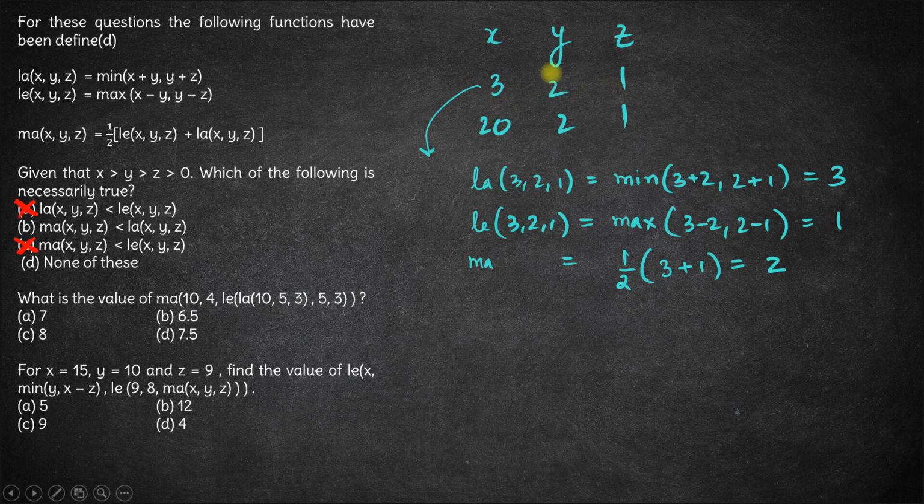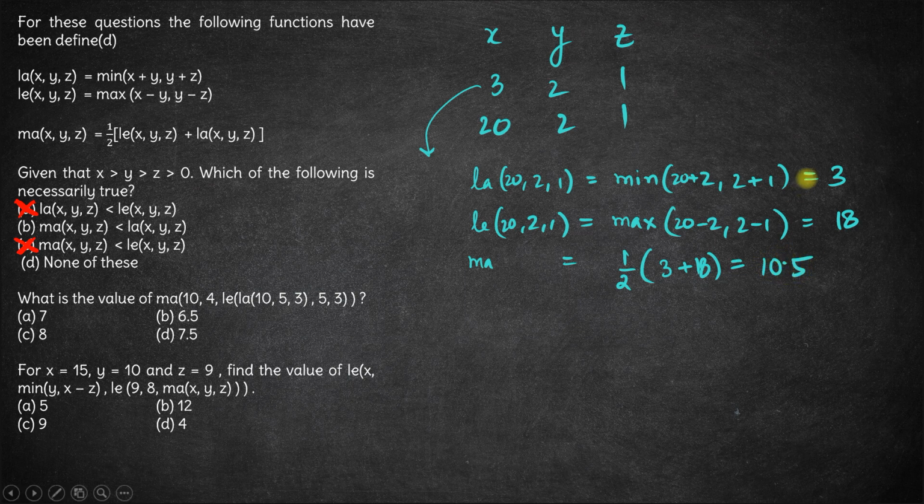Now let's look at the next set of values where we have X is 20 and Y is 2 and Z is 1. So LA of 20, 2, 1 will be the minimum of 20 plus 2 and 2 plus 1. 20 plus 2 is 22, 2 plus 1 is 3. So minimum is 3. Now LE of 20, 2, 1 is the maximum of 20 minus 2 and 2 minus 1. 20 minus 2 is 18 and 2 minus 1 is 1. So maximum of 18 and 1 is 18. And MA will effectively be half of 3 plus 18, which is half of 21, which is 10.5.